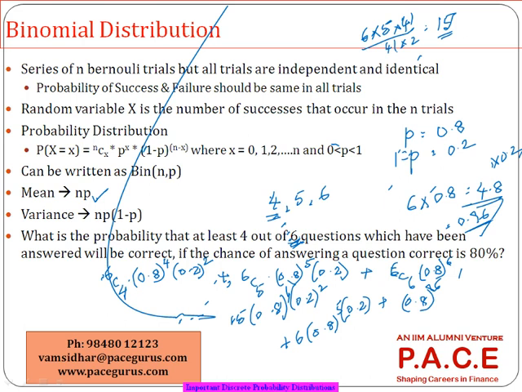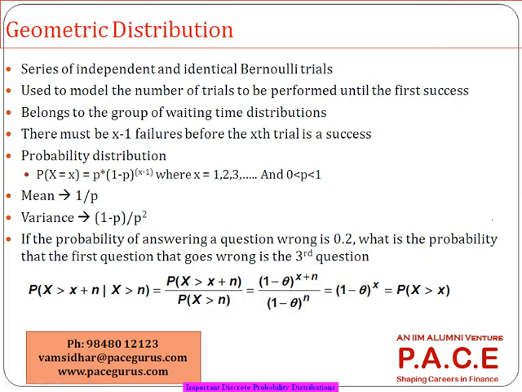Square root of variance is the standard deviation for it. So this is what we do with a binomial distribution.